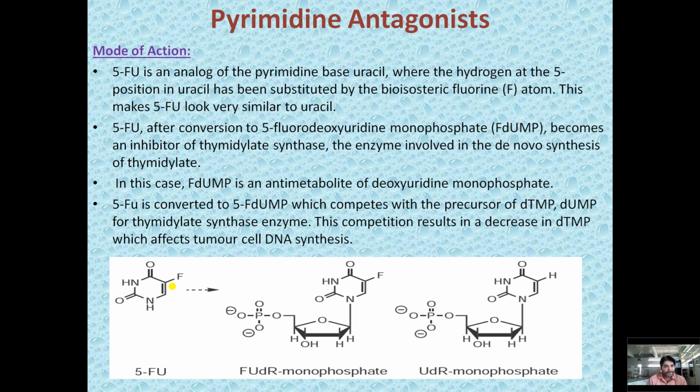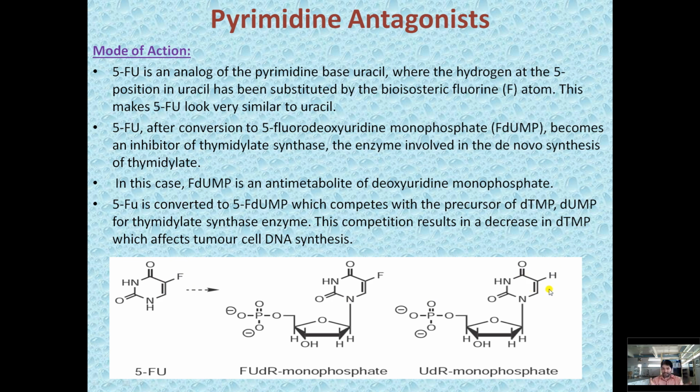Mode of action: the most widely used drug from this category is 5-fluorouracil. 5-fluorouracil is an analog of the pyrimidine base uracil, where the hydrogen at the 5th position in uracil has been substituted by a bioisosteric fluorine atom. This makes 5-fluorouracil look very similar to uracil. You can see here that at the 5th position in 5-fluorouracil there is a fluorine, while in the uracil nucleus there is a proton.